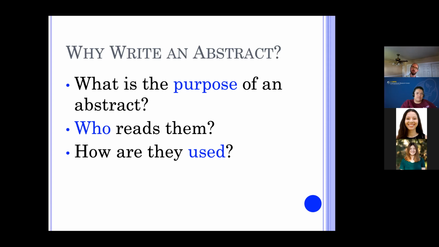What about for a conference like this? What's the context there? Who's reading them and why? I guess you could say your peers are reading them to see which ones they want to go to or which ones are interesting to them, because they're being presented, as opposed to a journal article that you can access at any time. At a conference, it's now or never. So they're trying to figure out which ones they want to go to.